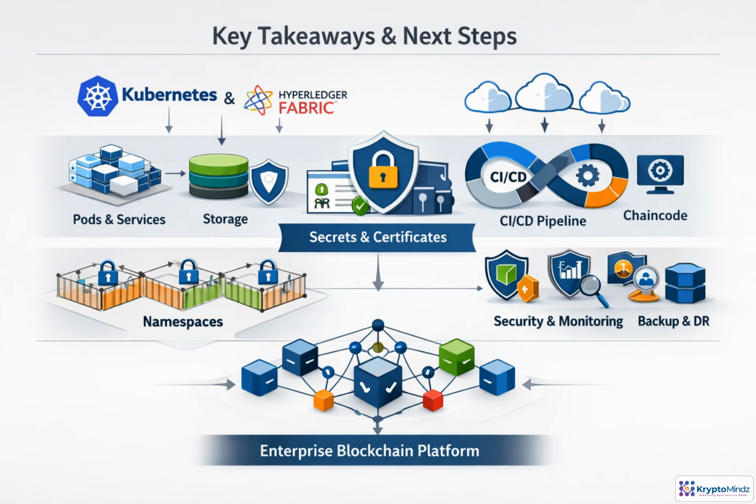The main takeaway is that Kubernetes is more than a place to run Fabric containers. Production readiness comes from the full architecture: workloads, storage, namespaces, policies, secrets, certificates, automation, monitoring, and recovery. Next, we build on this foundation with multi-cloud, CI/CD, security hardening, scaling, observability, backup, and disaster recovery.